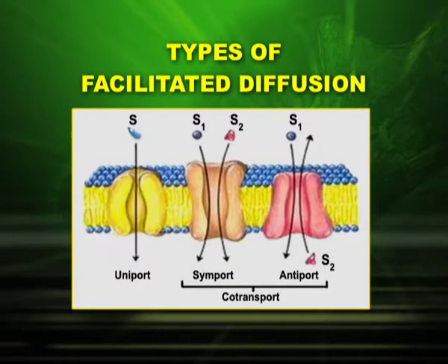Now, in the diagram we see, in the case of uniport, one type of solute particle passes through the plasma membrane. In the case of symport and antiport, which are the two types of co-transport, in the case of symport, the two solute molecules cross the plasma membrane in the same direction. On the other hand, in antiport, two different kinds of solute molecules pass in the opposite direction.